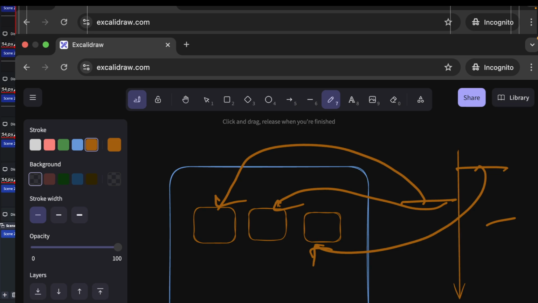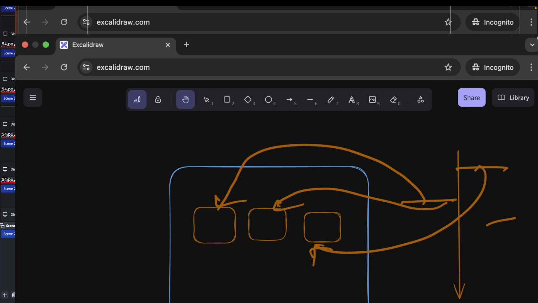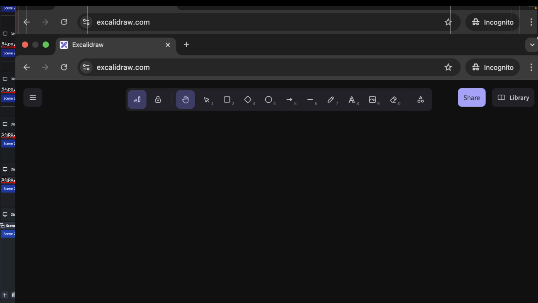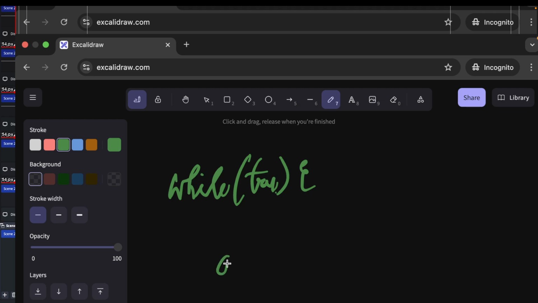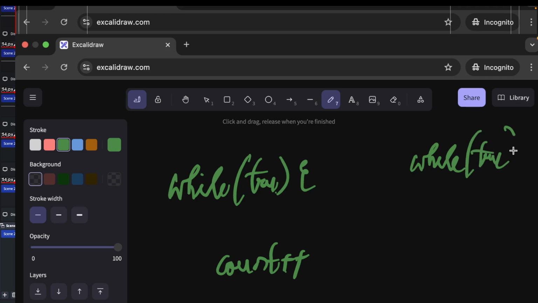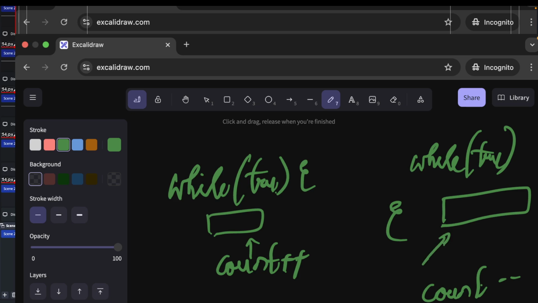Okay, suppose we have a code snippet. Let's say this is while true, and here we are doing count plus plus. Then we have a consumer who is going to consume, so he's going to read data from here. We have defined a buffer over here, and this count is indicating the buffer size, and when we are consuming we keep on reducing it.